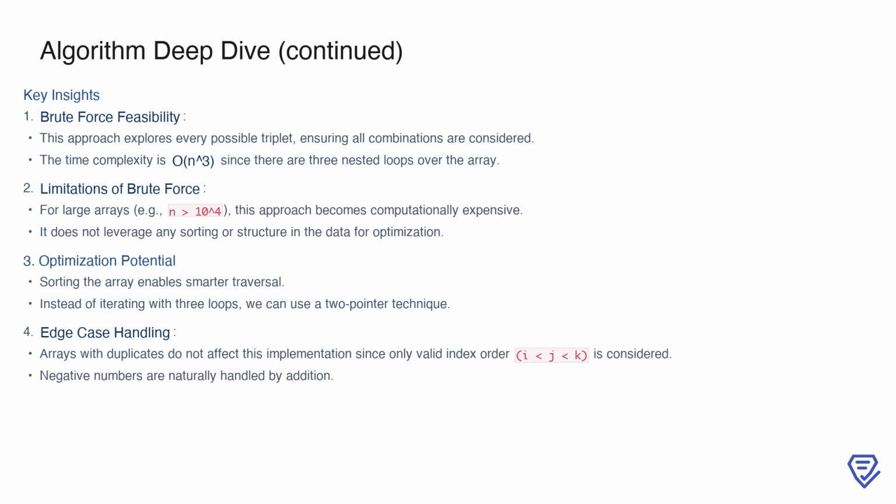However, this approach also highlights opportunities for optimization. By sorting the array, we can reduce redundant computations and explore smarter traversal methods. For example, instead of using 3 loops, we could use a two-pointer technique to check for valid triplets more efficiently. Importantly, handling edge cases like duplicates or negative numbers does not require extra effort here since these are naturally addressed by the constraints we've defined.